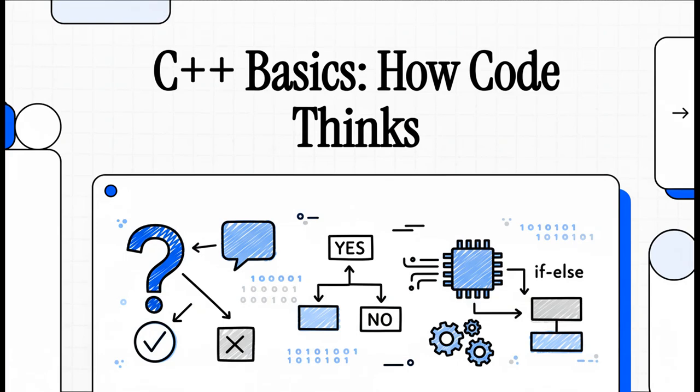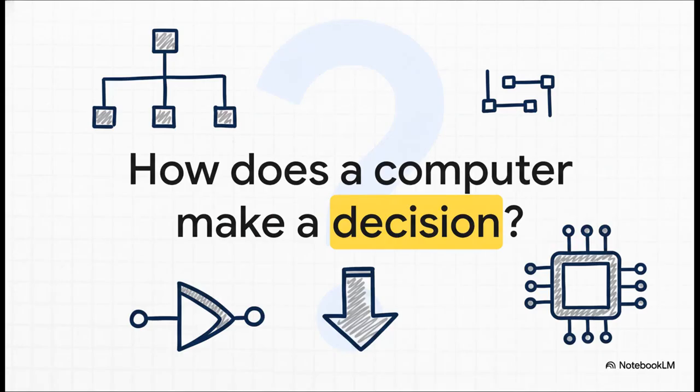Welcome. Have you ever stopped and wondered how a piece of software actually makes a choice? How it decides between yes and no, or this and that? Well, today, we're going to pull back the curtain and see exactly how code thinks. We're going to build a simple C++ program right from scratch. So let's dive in.